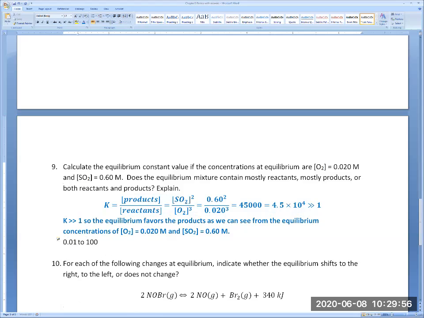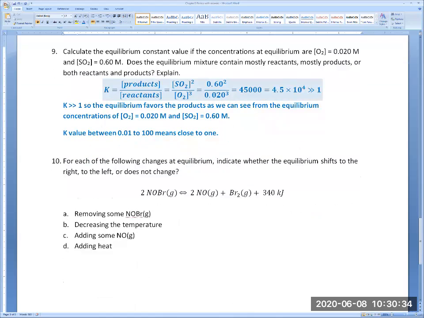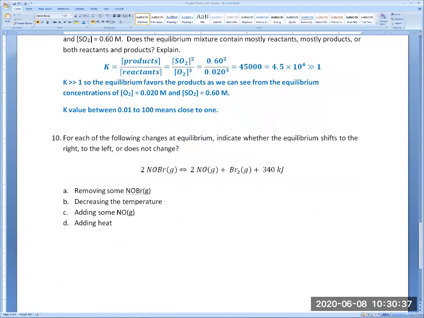Let me write that down, because I think it's an important reminder: it means close to 1. Do you have questions on this?